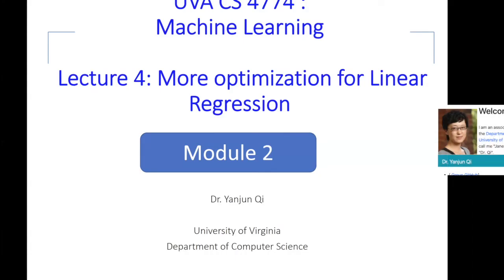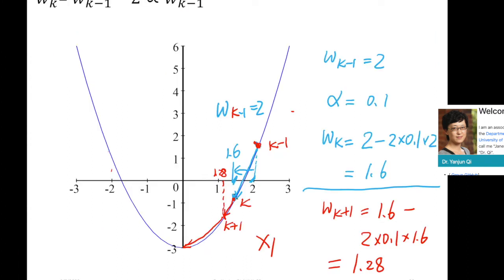All right, so today we're going to cover the second module about the optimization for linear regression. And this is kind of a review of what we covered last time. We worked on this super simple function, a quadratic function that has only one input. Its loss function is W quadratic minus 3.